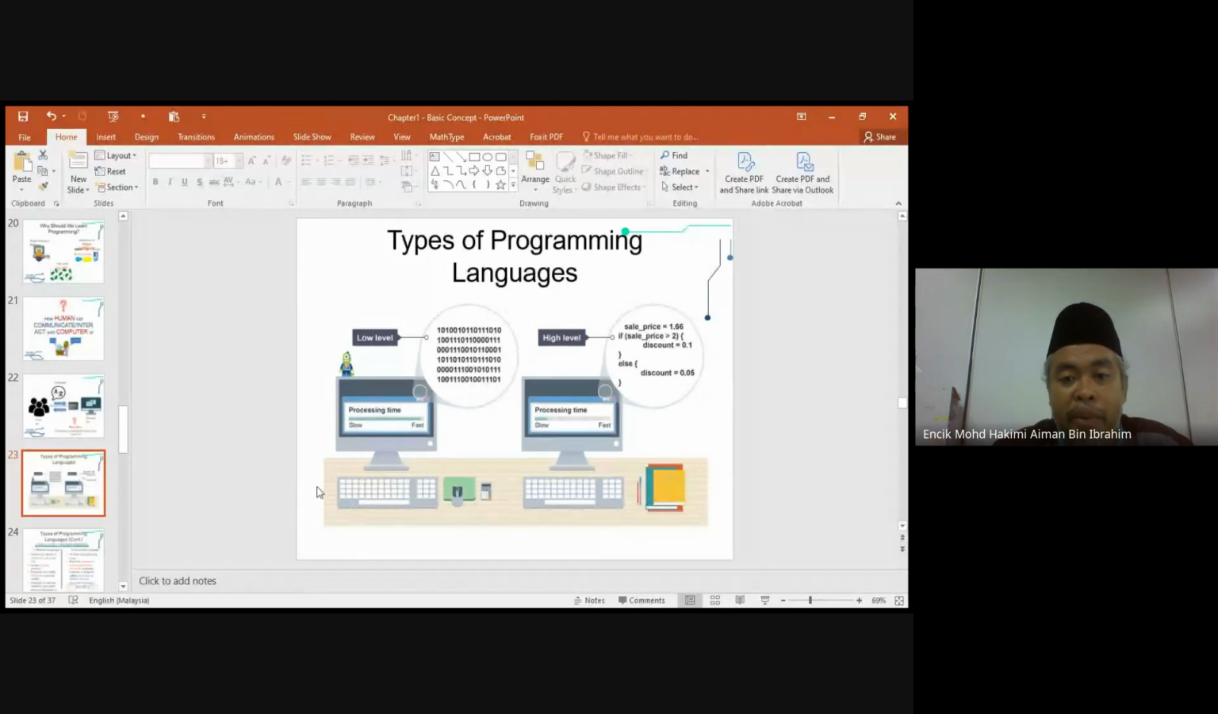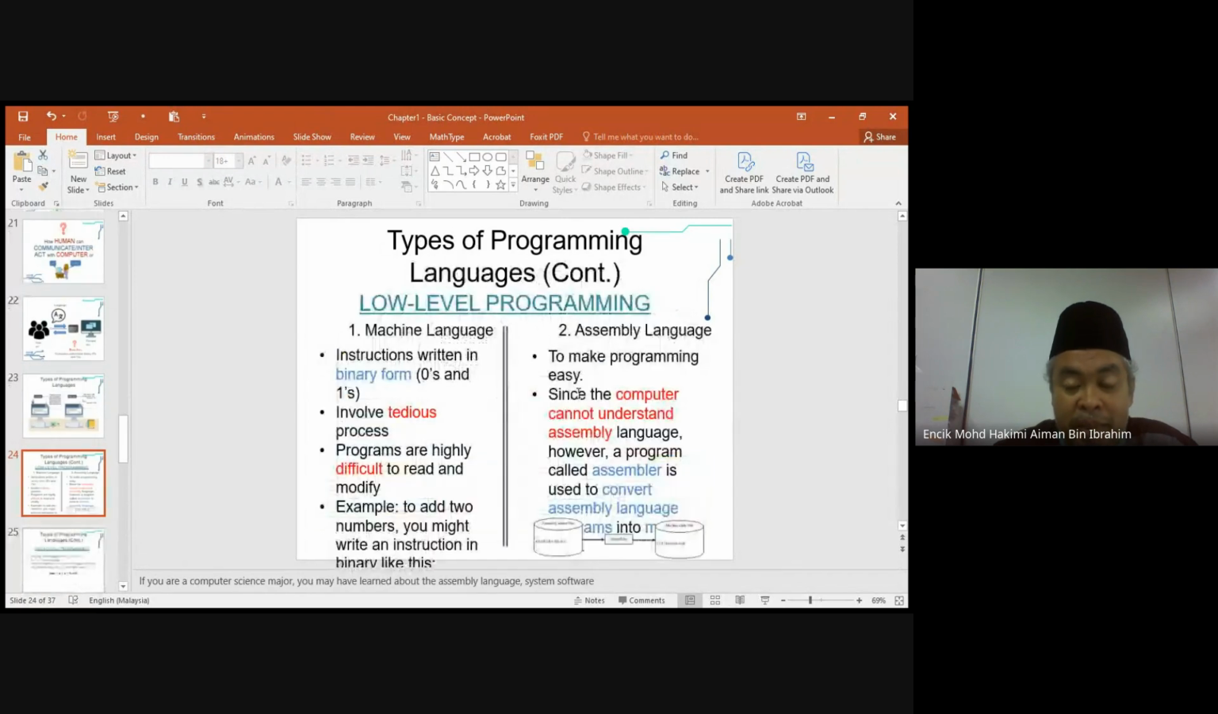Actually, for types of programming language, we have several. We have two types of low level programming language: machine language, which is the binary just now, and also assembly language. Then we also have high level. What is machine language? Instructions written using binary form. Programs are highly difficult to write because we use 0 and 1 binary.